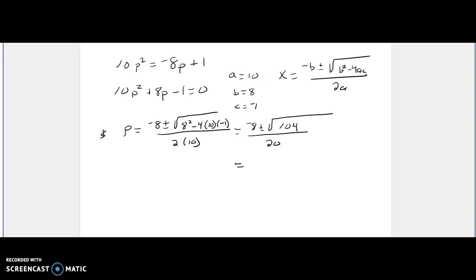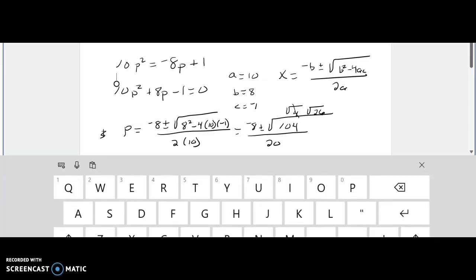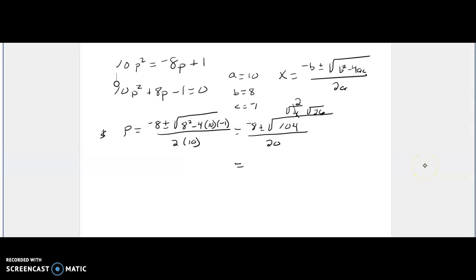I'm going to break that 104 up into two radicals. That's radical 4 times radical 26. Radical 4 times radical 26 is 104. So, and radical 4, I can cancel that out, and that is simply the number 2. So now I've got this, negative 8 plus or minus 2 radical 26 all over 20.